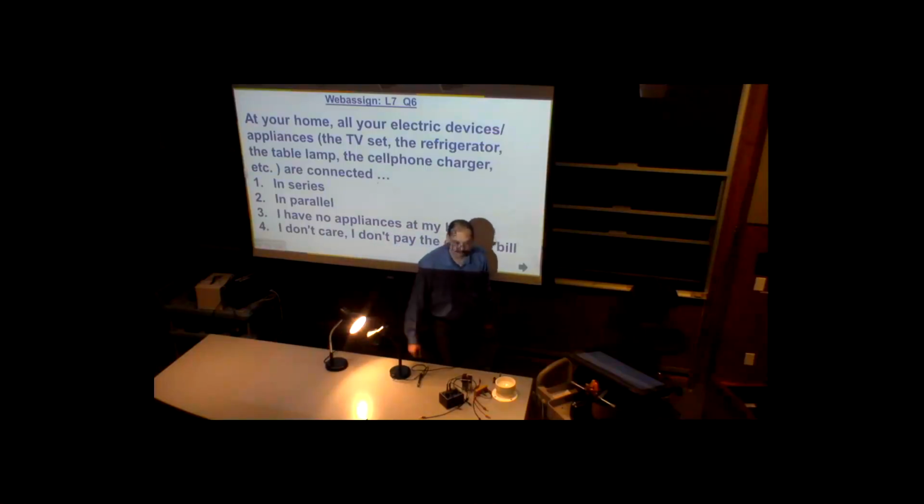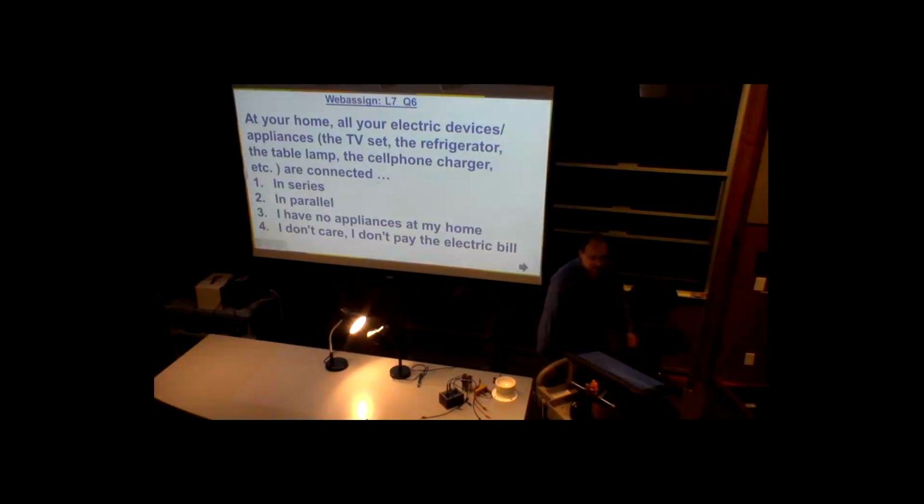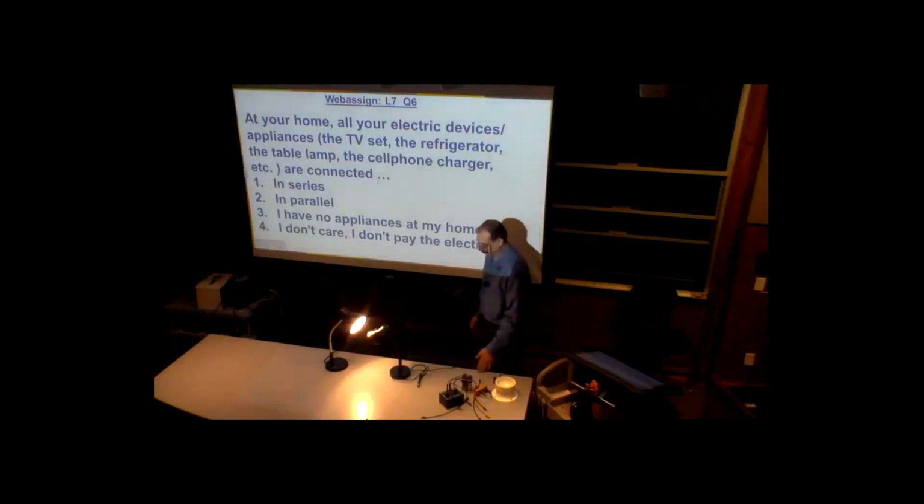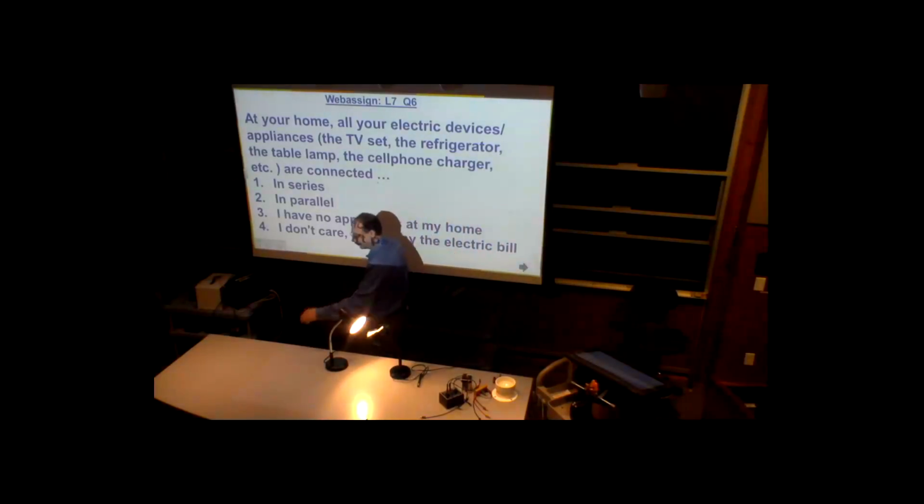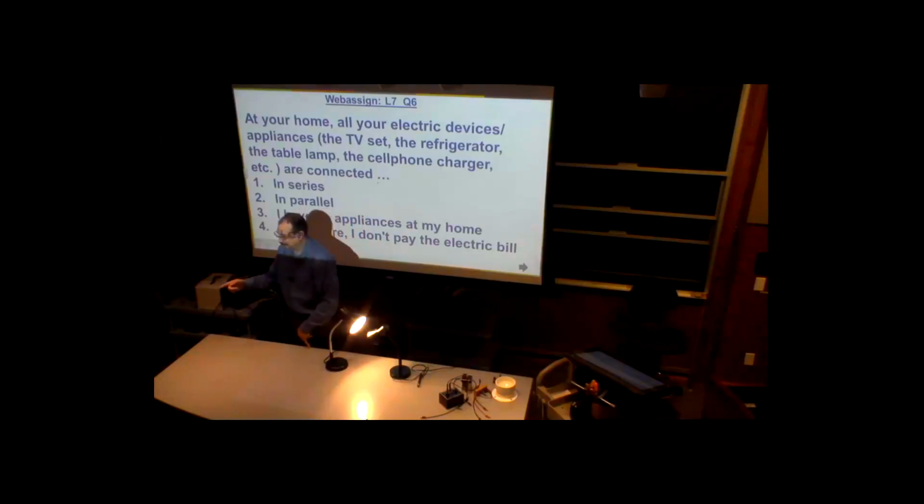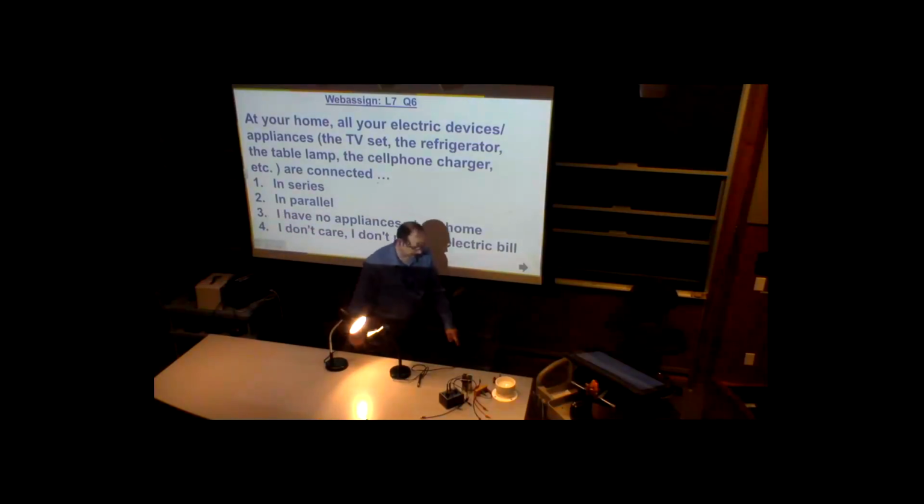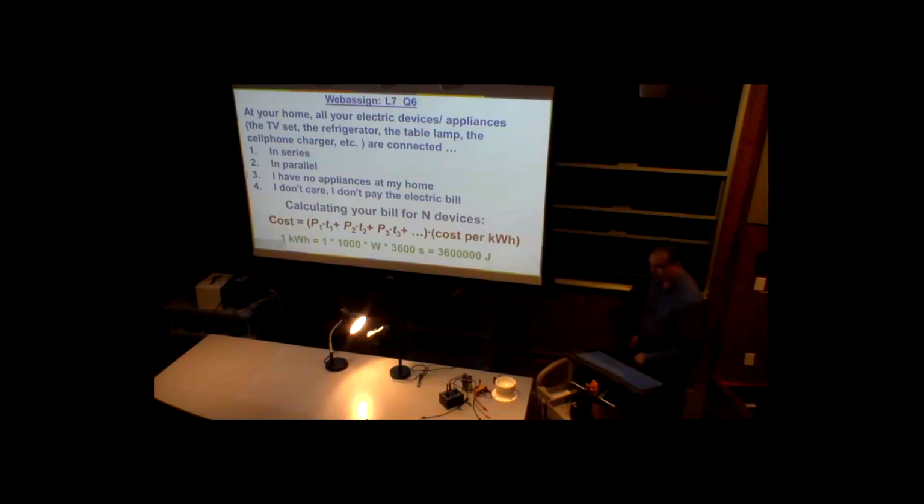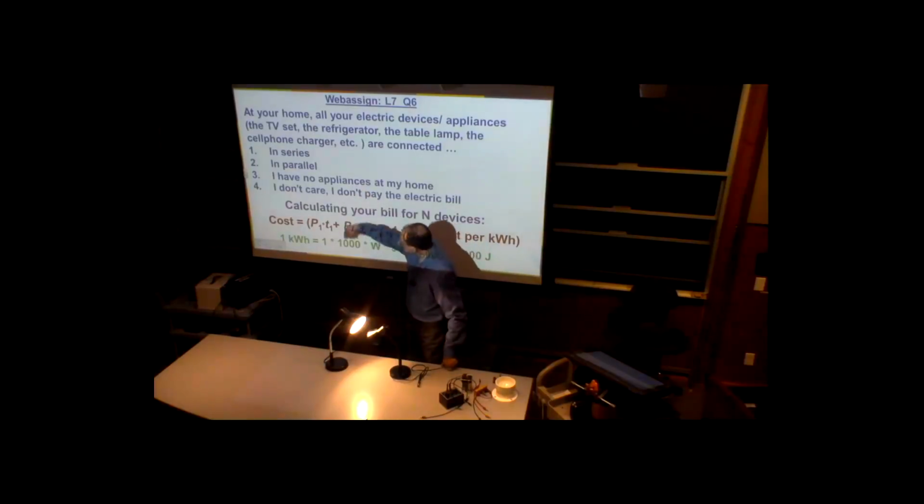What kind of wiring? What kind of connection? What do you think? Parallel. They're all outlets, they all go to the same power line eventually. They're all connected in parallel to each other. And this is how you pay your electric bill.